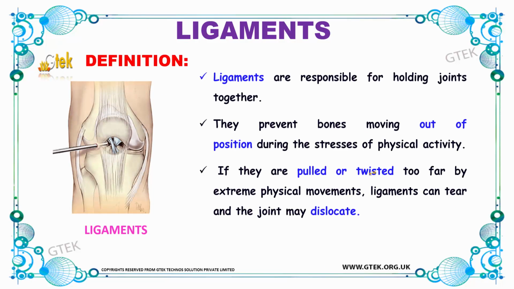Next we are going to see about ligaments. Ligaments are responsible for holding joints together, and they prevent the bones moving out of position during the stress of physical activity. If they are pulled or twisted too far by extreme physical movements, then your ligaments can tear and the joint may dislocate. So it is good that you ensure you don't have extreme physical movements.